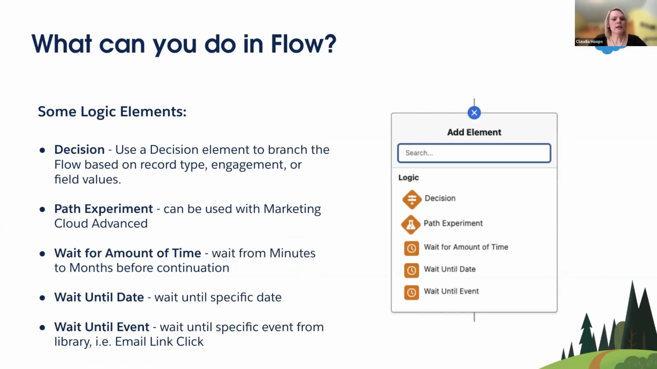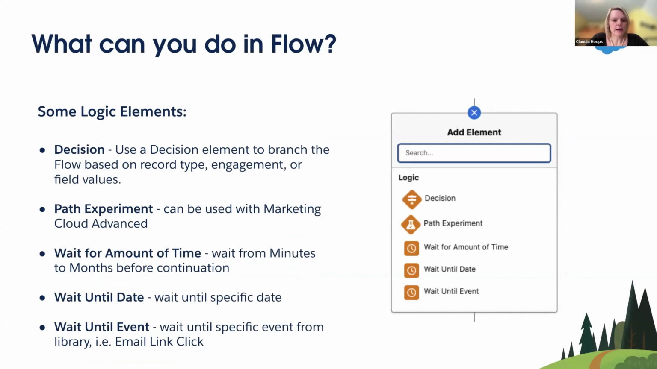Then some of the logic elements are the decision. So you can use a decision element to branch the flow based on record type or engagement. So essentially, was that link clicked, for example, or are they a member of this campaign? And you can do different things.